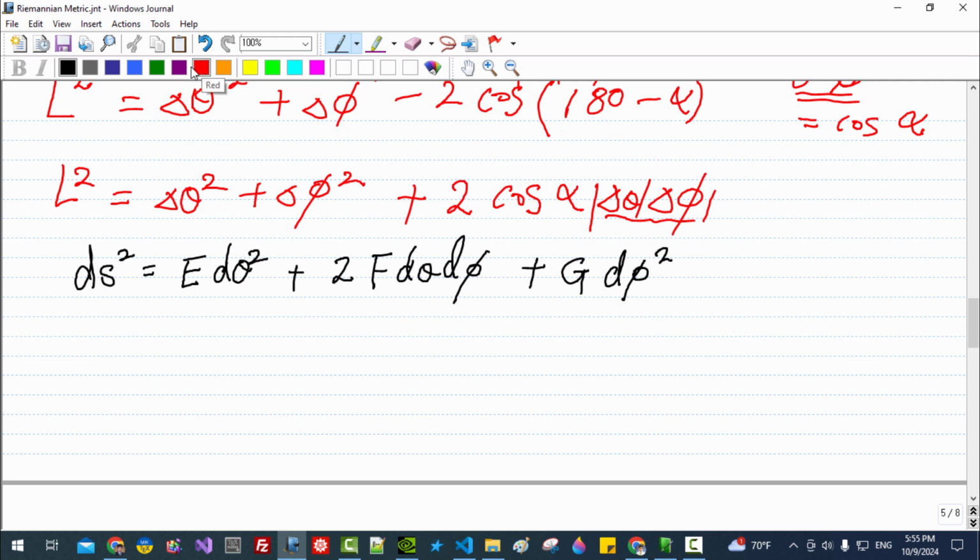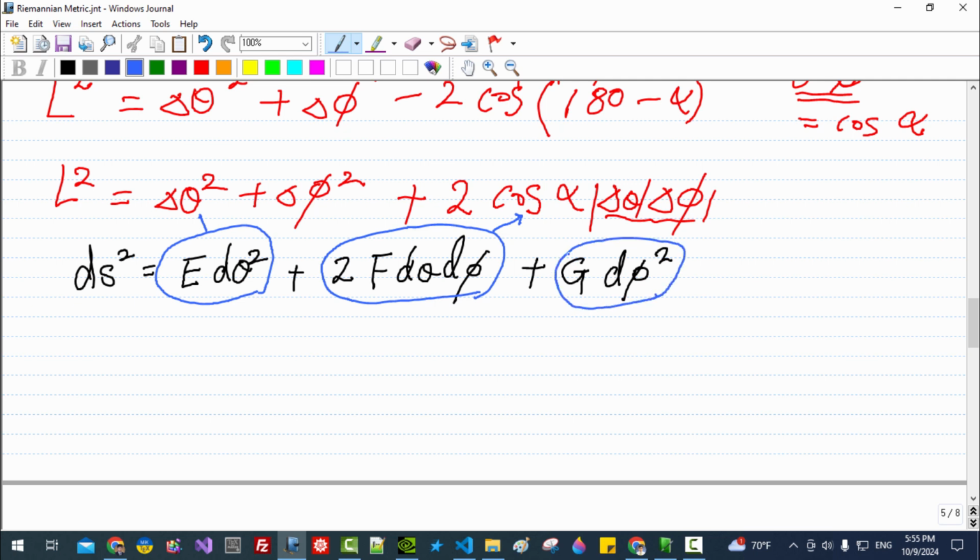Please note this term comes from here. This term comes from here. This term comes from here. I will visit this part again shortly.